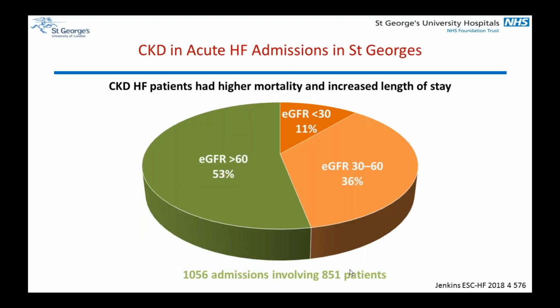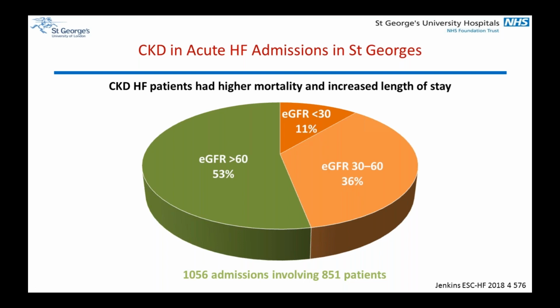What have we seen at St. George's? A very similar picture, and this is 1,056 admissions with 851 patients over 2 years. And the prevalence of chronic kidney disease at St. George's is as high as I have mentioned in the past, perhaps a little bit higher, going up to 47% of acute heart failure admissions.